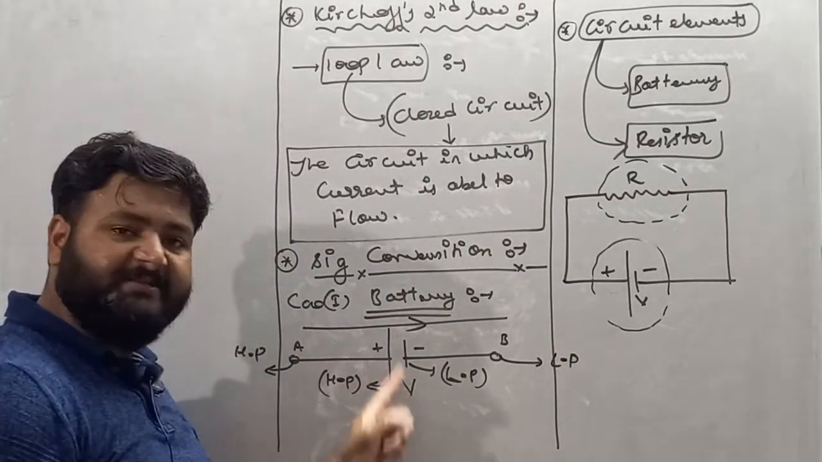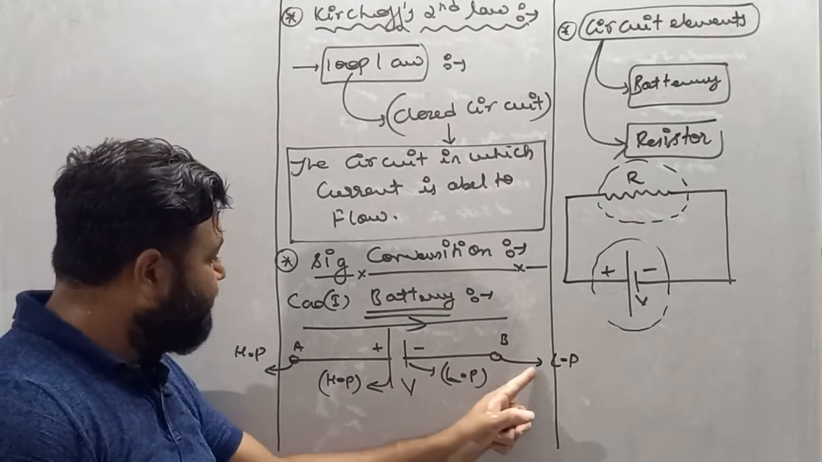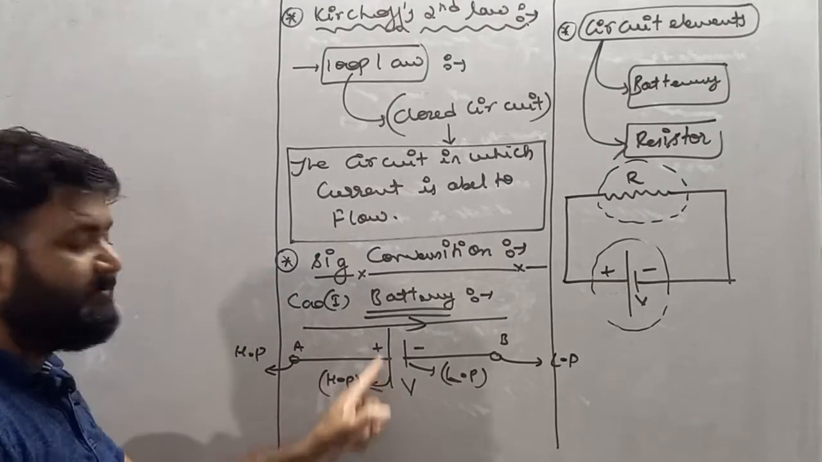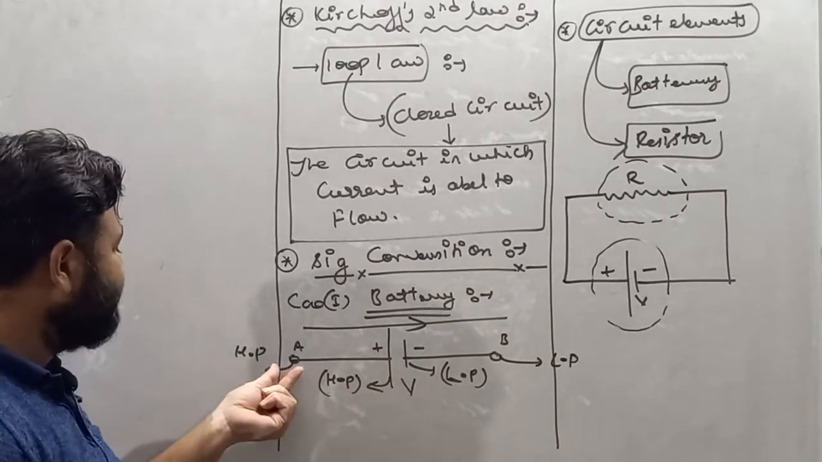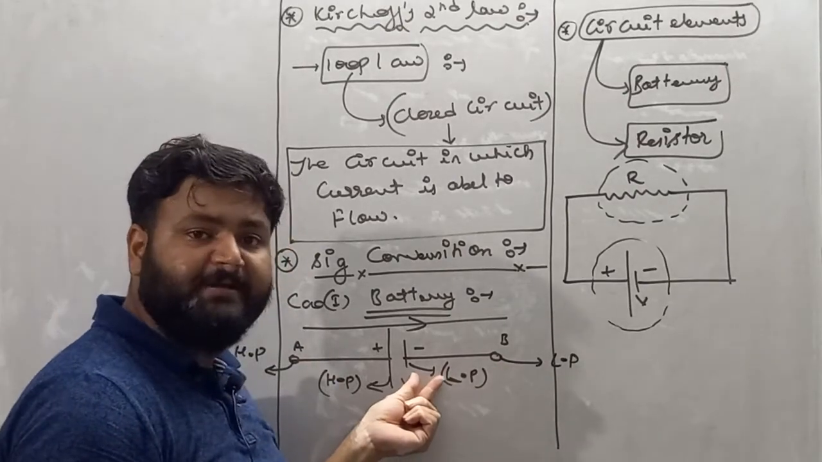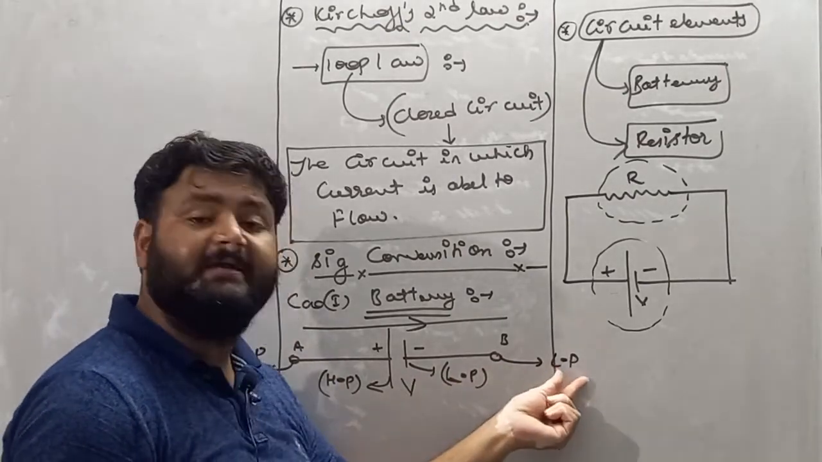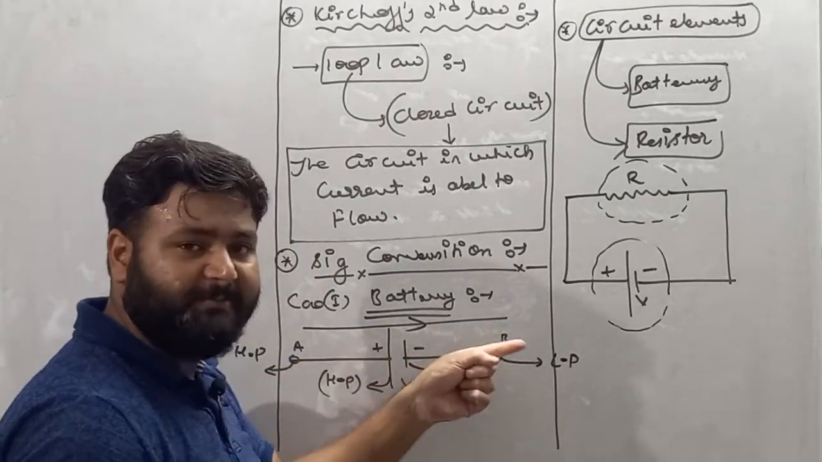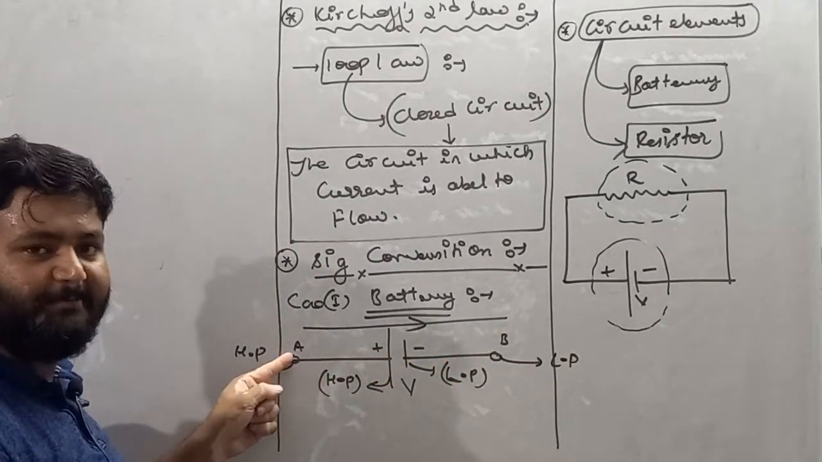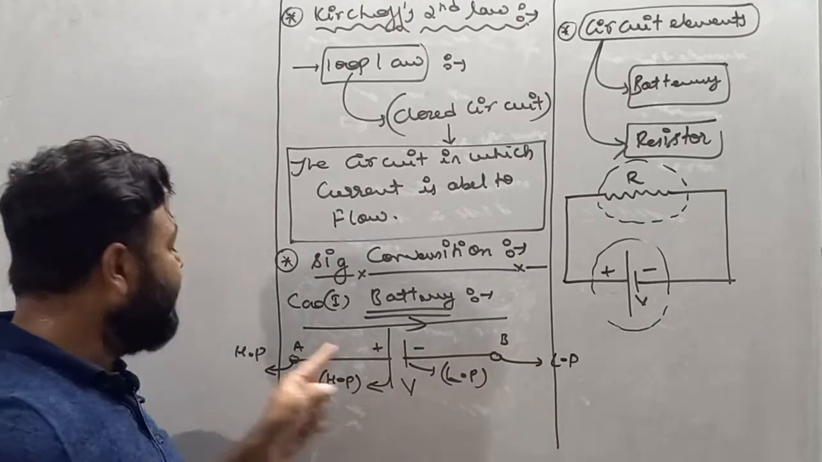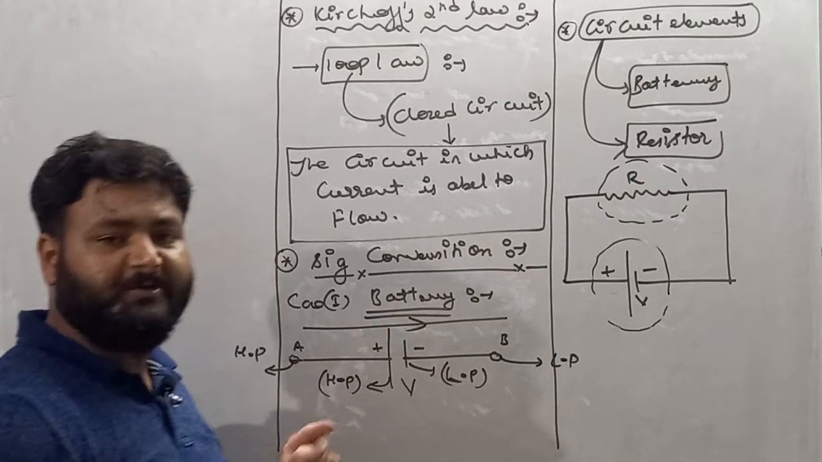A is connected with the positive terminal of the battery and B is connected with the negative terminal of the battery. So if A is connected with the positive terminal, it means A carries higher potential, and B is connected with the negative terminal, so B carries lower potential. Let's suppose I am moving from point A to point B. A is of higher potential, B is of lower potential.